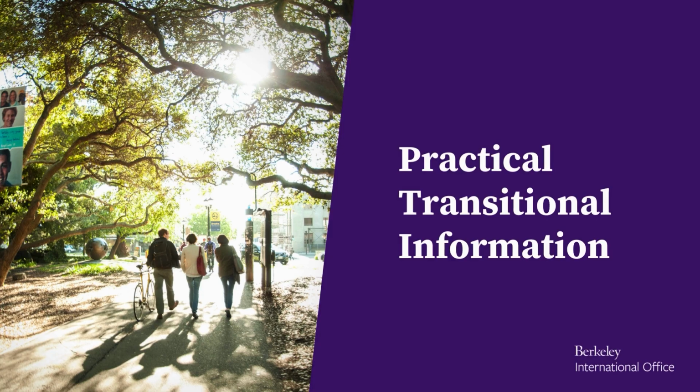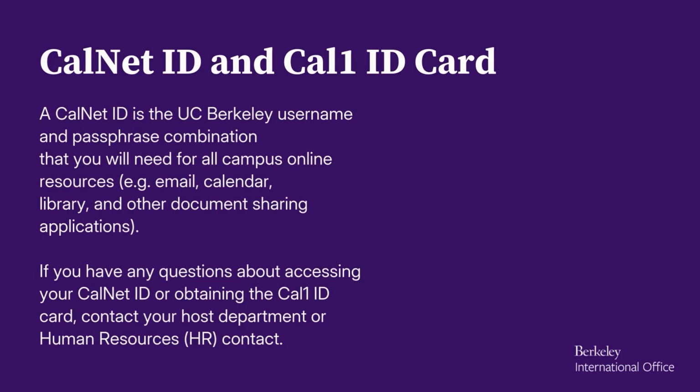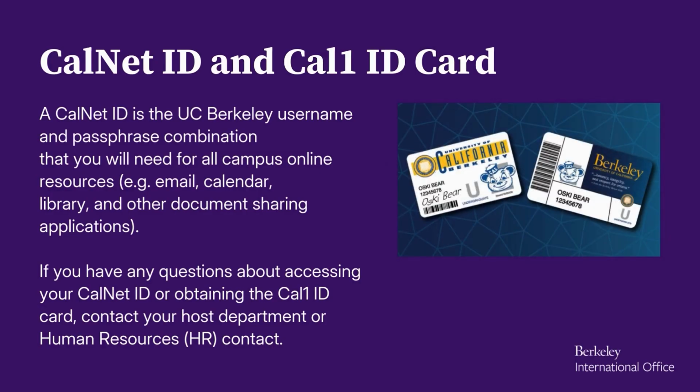Now we will discuss some practical information that will be helpful for your transition. A CalNet ID is the UC Berkeley username and passphrase combination that you will need for all campus online resources, such as email, calendar, library, and other document sharing applications. The Cal One card is your on-campus identification card, which will give you access to campus buildings and services. If you have any questions about accessing your CalNet ID or obtaining the Cal One card, contact your host department or human resources contact.